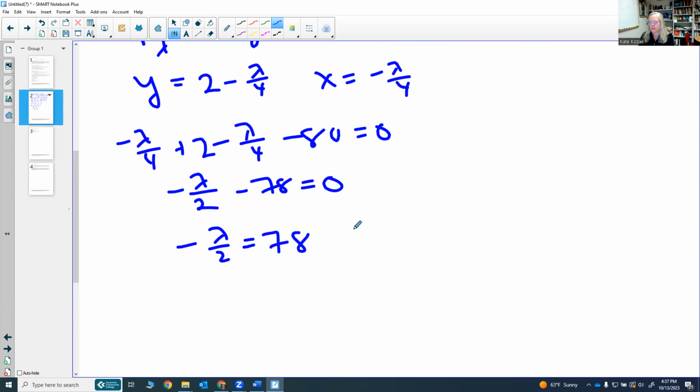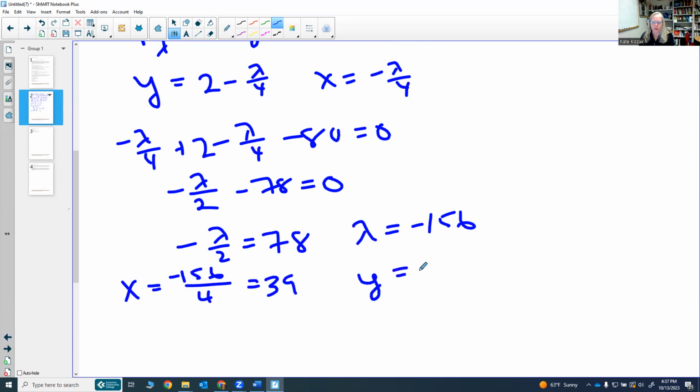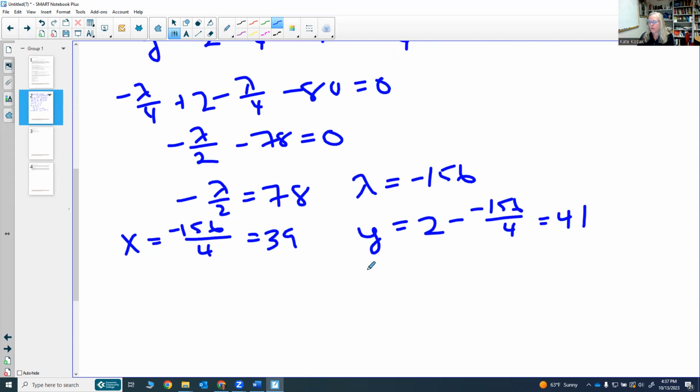And lambda is equal to negative 156. That means that x is equal to minus negative 156 over 4, which is equal to 39. And y is equal to 2 minus negative 156 over 4, which is equal to 41. This means the critical point is (39, 41).